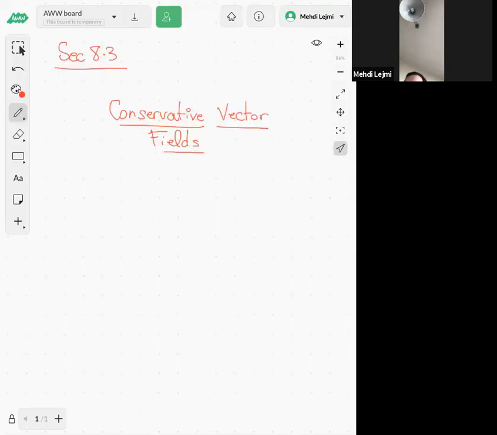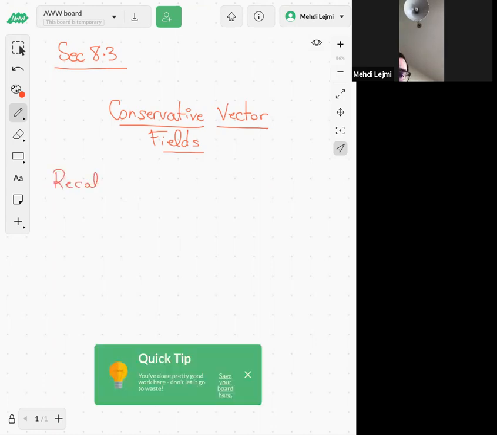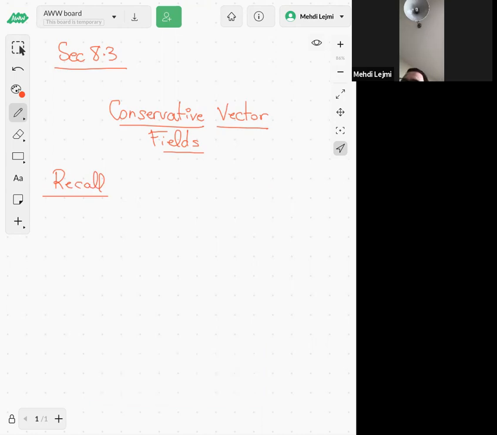So last week, we discussed a little bit about conservative vector fields, and let me just remind you what we said last week about them. So first, what's a conservative vector field? We said a conservative vector field is a vector field of the form the gradient of some function f, right?